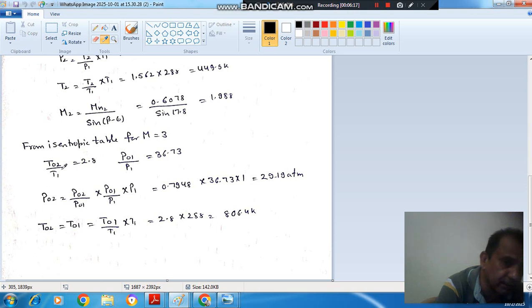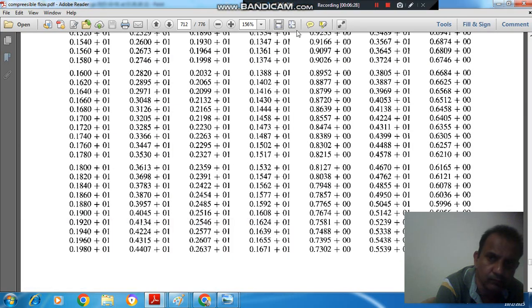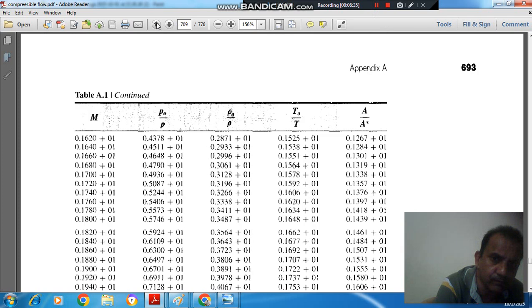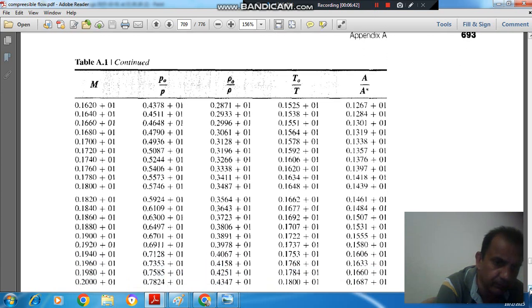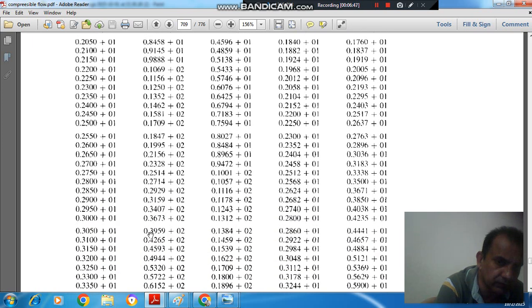Okay. So now initial Mach number was 3, and corresponding to this initial Mach number, from the isentropic table we can see the stagnation temperature to static temperature ratio and stagnation pressure to static pressure ratio. So we'll use isentropic table corresponding to 3. So this is your isentropic table, and this is corresponding to 3 Mach number.